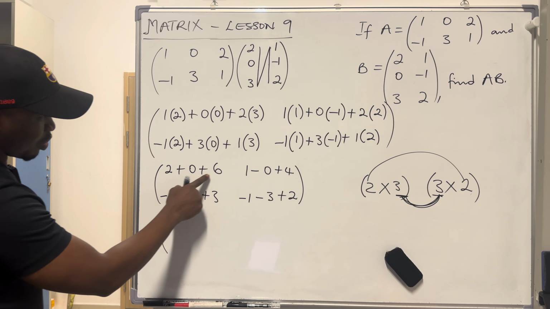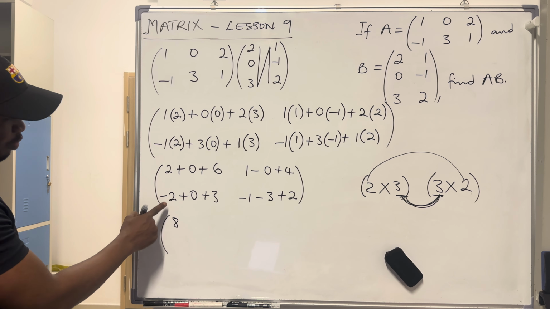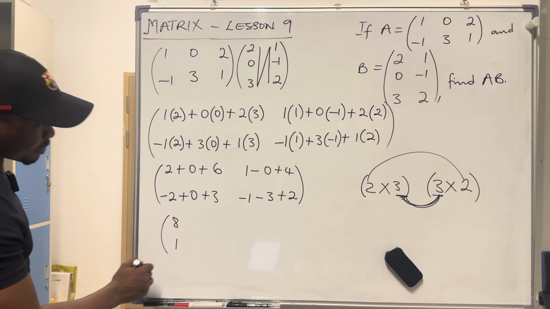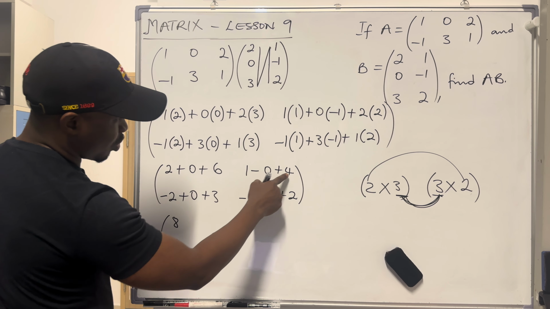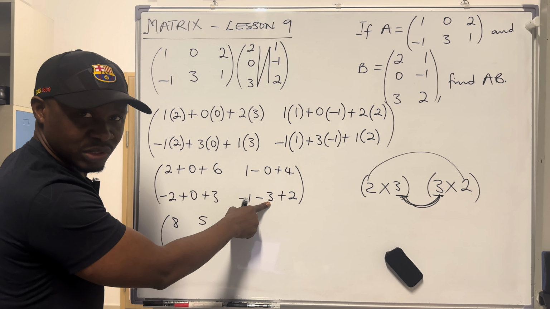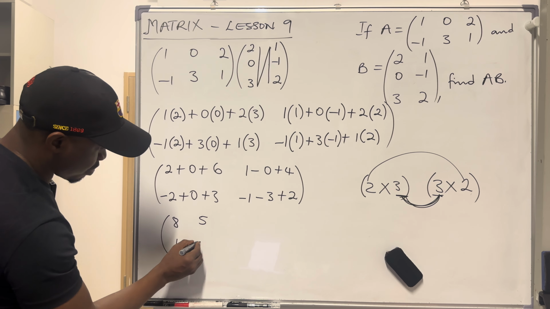So 2 plus 0 plus 6 is 8. Minus 2 plus 0 minus 2 plus 3 is 1. 1 minus 0, 1 plus 4 is 5. Minus 1 minus 3 minus 4. Minus 4 plus 2 minus 2.